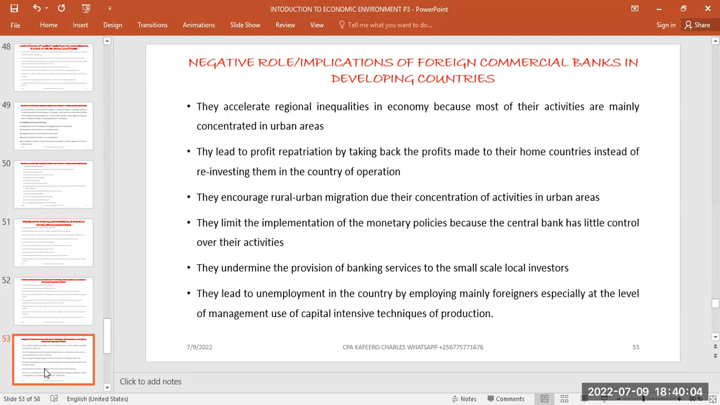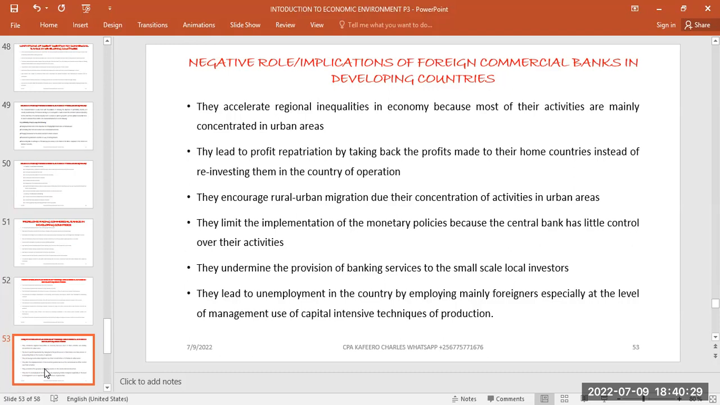The other one, they limit the implementation of monetary policies. This one, we spoke about it. We say that these foreign banks are just guided by the central bank, but they are not fully controlled by the central bank when they are executing their activities.